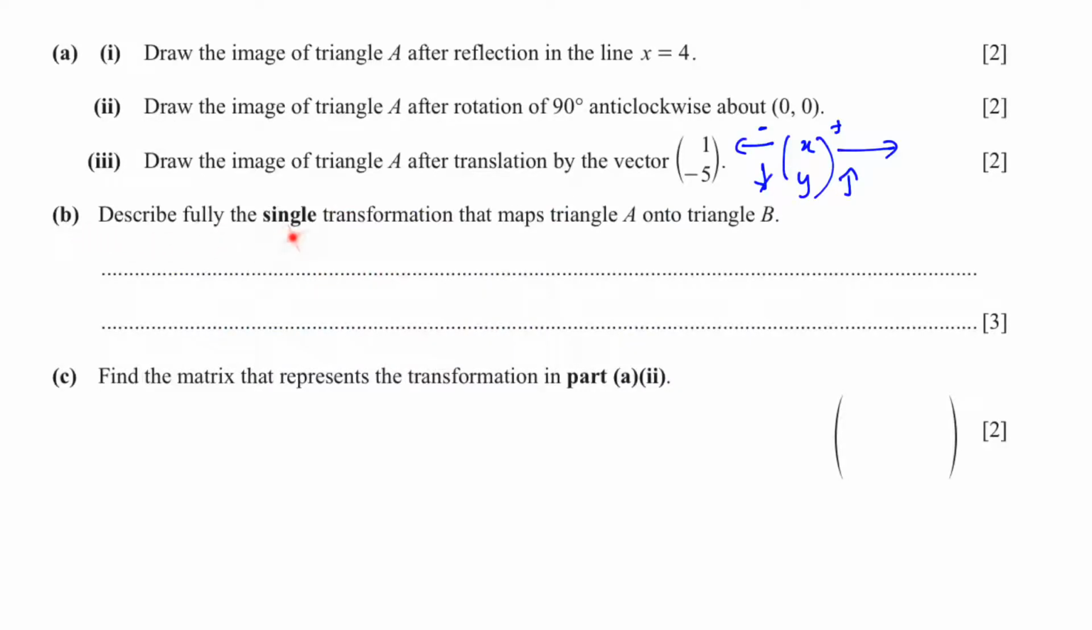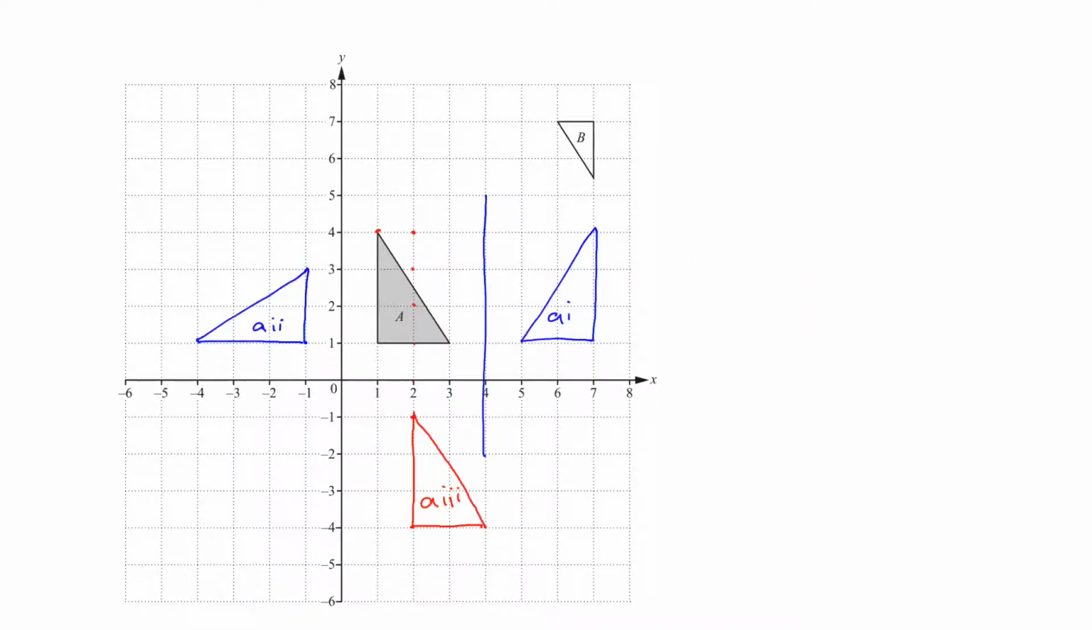Next, B. Describe fully the single transformation that maps triangle A onto triangle B. A onto B. You can see that the size is different. So it is a case of enlargement. If it is enlargement, you need to find three things. You have to first state it is enlargement. The second, you have to find the scale factor. And the third, the center.